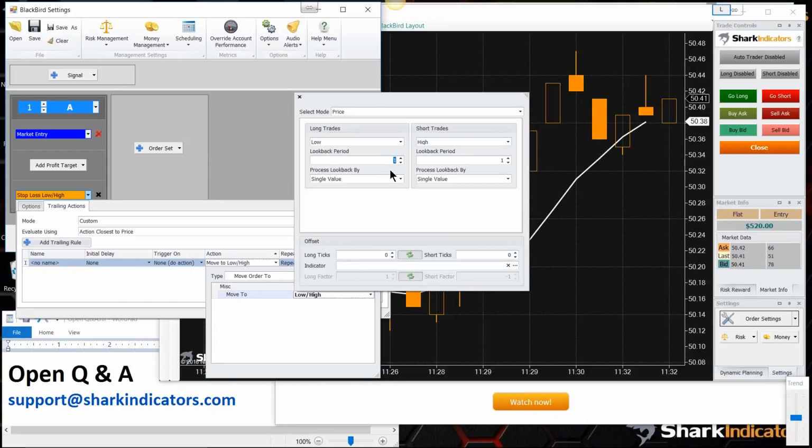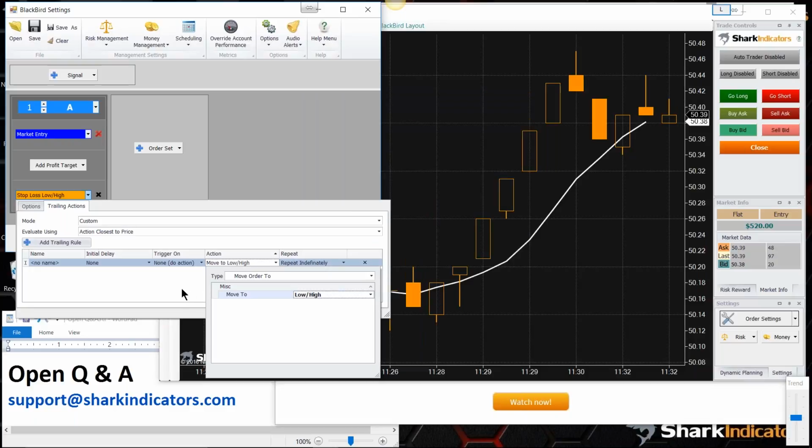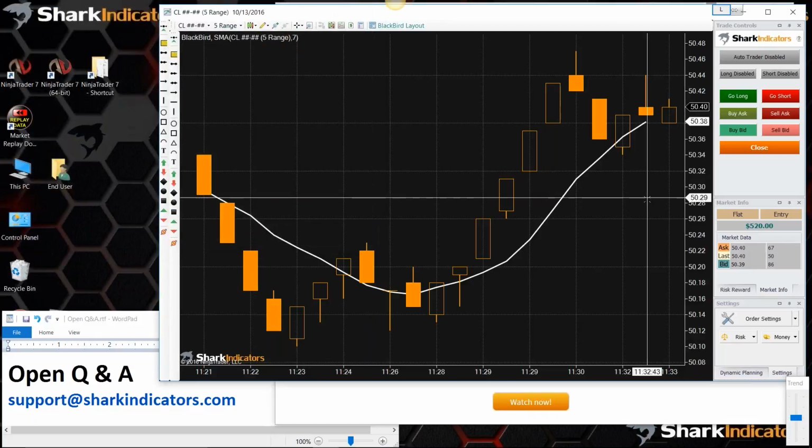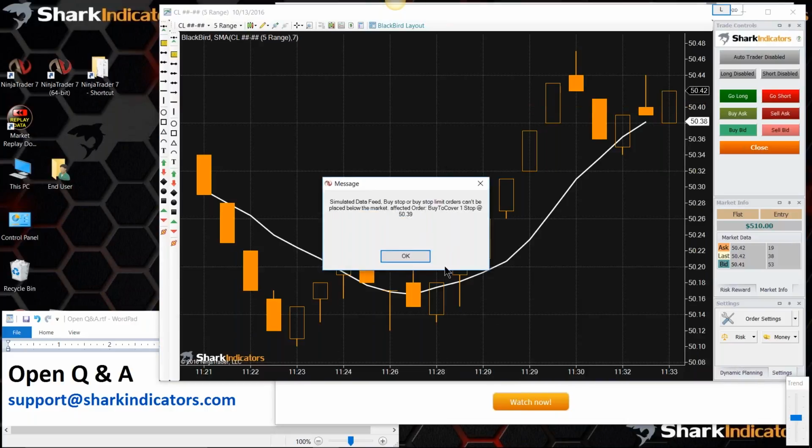And you can see here the look back is set to 1, so we want to increase that to 2, like that. And now the trailing actions will do the same thing. So let's click OK, and we'll give this a go. Let's go up.